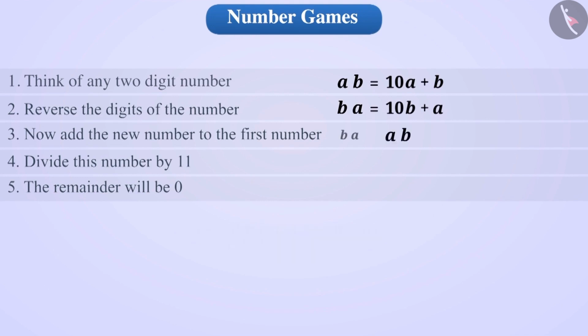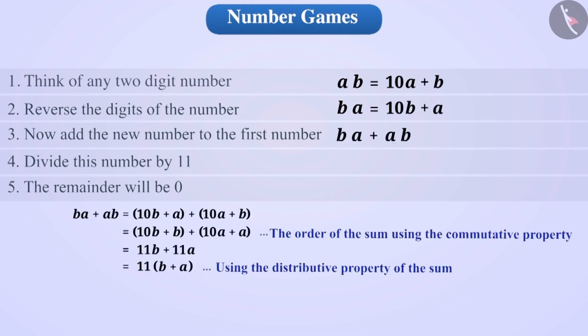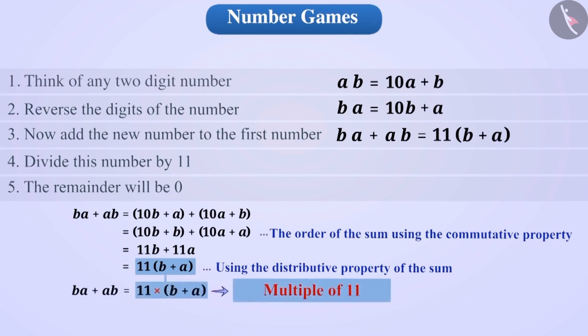Let's add AB and BA. By adding, we get BA plus AB is equal to 11 times (B plus A). By looking at this statement, you will realize that the sum of BA and AB is always a multiple of 11. So whenever this sum is divided by 11, the remainder will be 0. Now you must have understood how this game works.